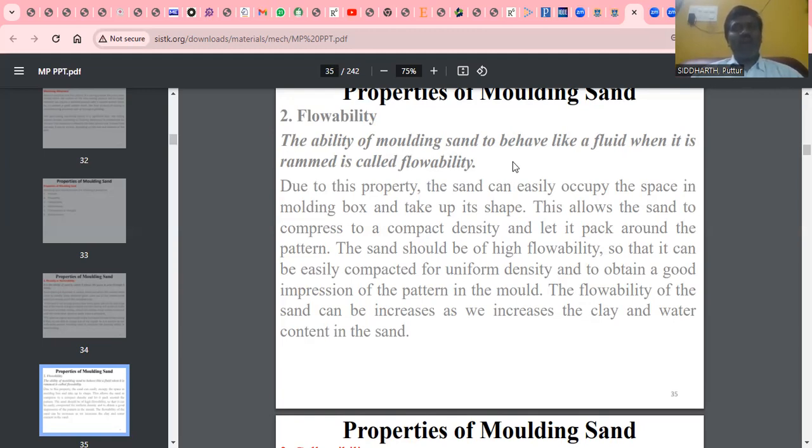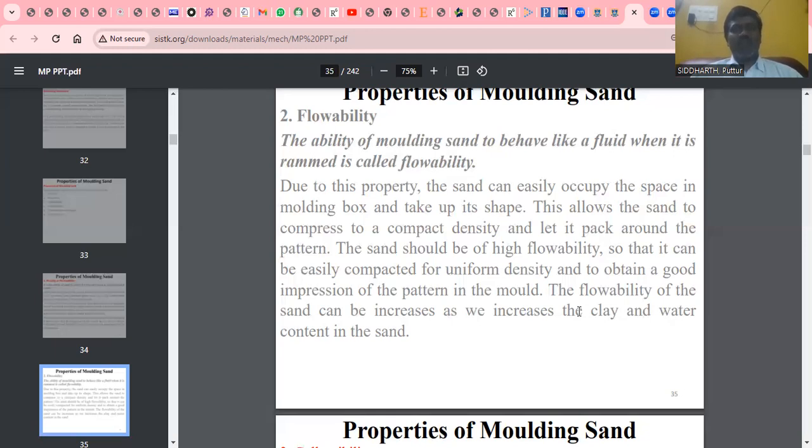During that time, what will happen? All the molding sand should flow into the nook and corner of the mold. It should not stay at a single place. Whenever you apply force, it should easily go to all the corners of the mold. Then only it will be evenly distributed all over the mold. If it has good flowability, then only it will move to all the places. Otherwise, what will happen?